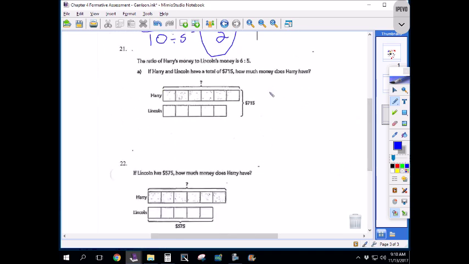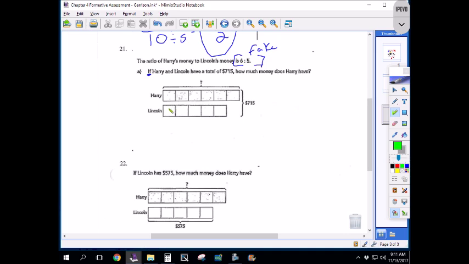All right, the ratio of Harry's money to Lincoln's money is 6 to 5, as you can see here from the model. You can see there are 6 equally sized squares for Harry and 5 equally sized squares for Lincoln. Okay, then we get to the if statement. That's where your real information is going to start, right? This up here is just your what information, guys? That's just your fake stuff, okay? So, we know that Harry and Lincoln have a total of $715.